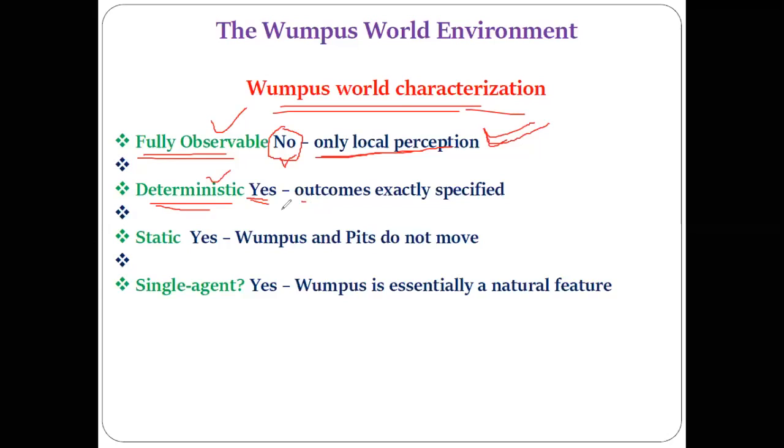Okay, so the second characteristic is deterministic. That is yes, outcomes exactly specified, की कोण जिंकणार आहे आणि कधी जिंकू शकतो, कोण हारणार आहे आणि कधी हारू शकतो. That is exactly specified. Then that is static. Can the static characteristic be applied to the Wumpus world environment? Yes. What do you mean by static? Yes, की इथं Wumpus आणि pits, they are not going to move. You are getting what I'm saying?